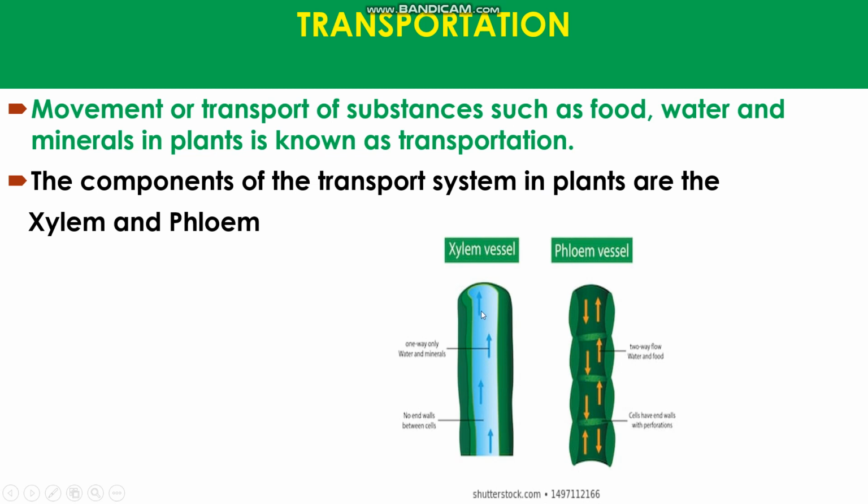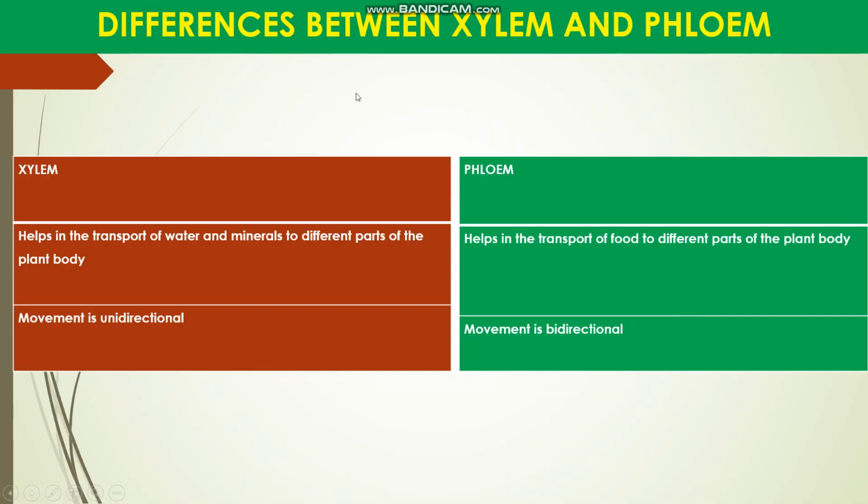Here you can see xylem transports water and minerals from the roots to different parts of the plant body, whereas phloem transports food materials from the leaves to different parts of the plant body. Another difference is, in the case of xylem, the movement is unidirectional, whereas in the case of phloem, it is bidirectional. So you know the differences between xylem and phloem.